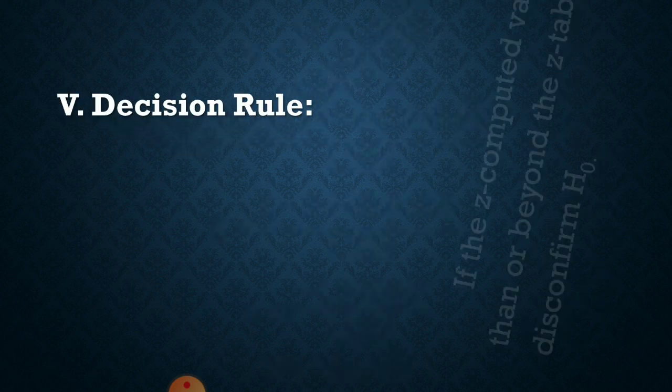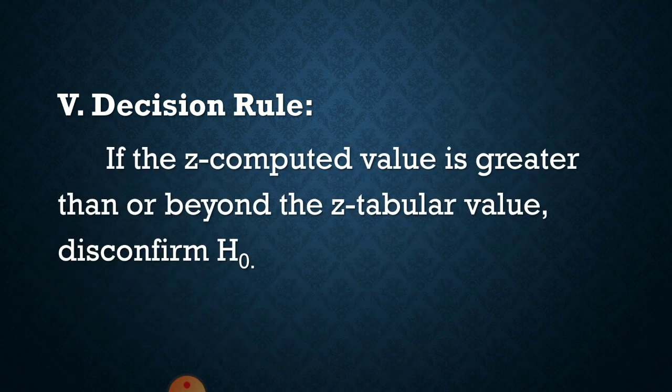Next is the decision rule. The decision rule is, if the z computed value is greater than or beyond the z tabular value, this disconfirms H0. So for us to further visualize if the z computed value goes beyond the z tabular value, let us plot those values into the graph.